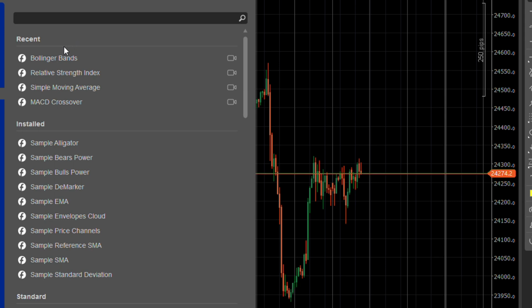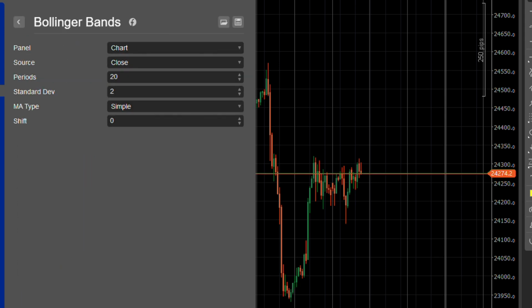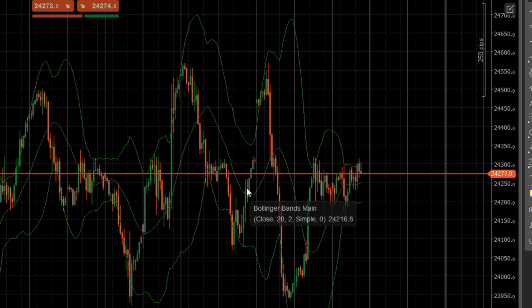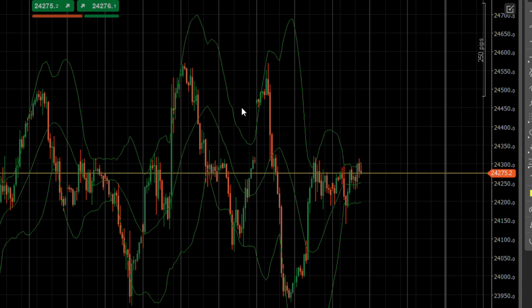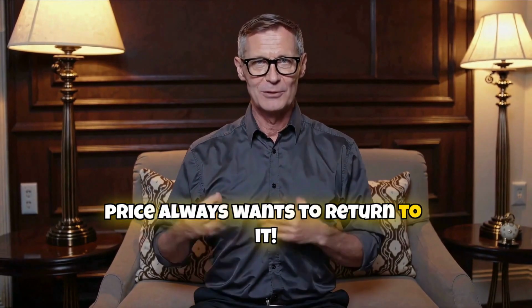Try this on your chart now. Open a 1-hour chart. Add Bollinger Bands. Watch how price moves between the bands. Use the middle line, MA20, as your gravitational center. Price always wants to return to it.